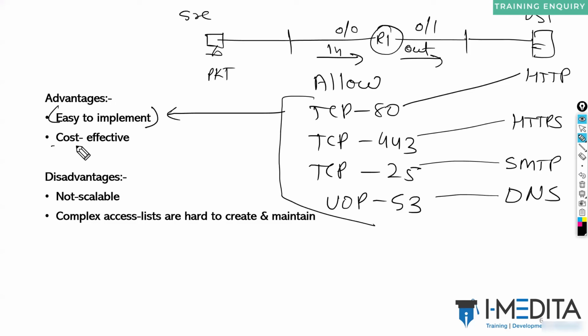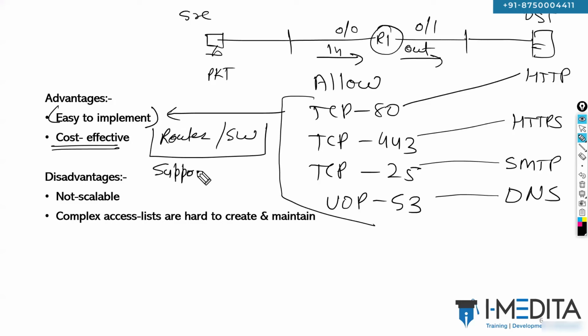Next advantage is cost effective. How can we say that ACL implementation is cost effective? Because this ACL will be implemented either on a router or a switch. If your router or switch supports ACL configuration, then there is no need to purchase an additional device. And when we are not purchasing any additional device, it means we are saving money. So we can say it will be cost effective.